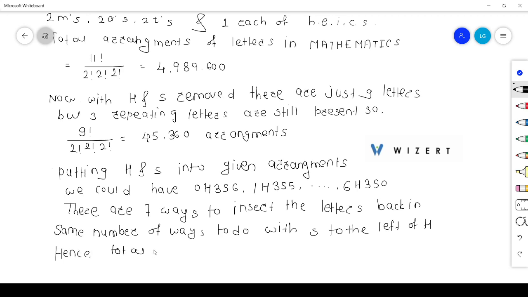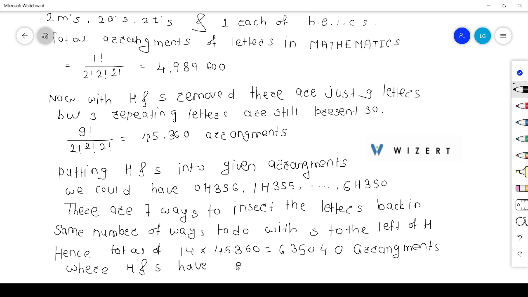Hence, total of 14 into 45,360 means 635,040 arrangements where H and S have exactly 3 letters between them.